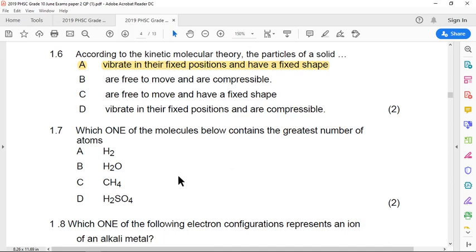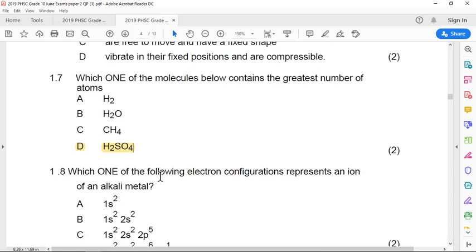Which one of the molecules below consists of the greatest number of atoms? Well, this is hydrogen, 2 atoms. This is water, 2 hydrogens and oxygen. That's 3 atoms. This is methane, 1 carbon and 4 hydrogens is 5 atoms. Here is sulfuric acid, 2 hydrogens, a sulfur, and 4 oxygens. That is 7 atoms. It's clearly sulfuric acid.